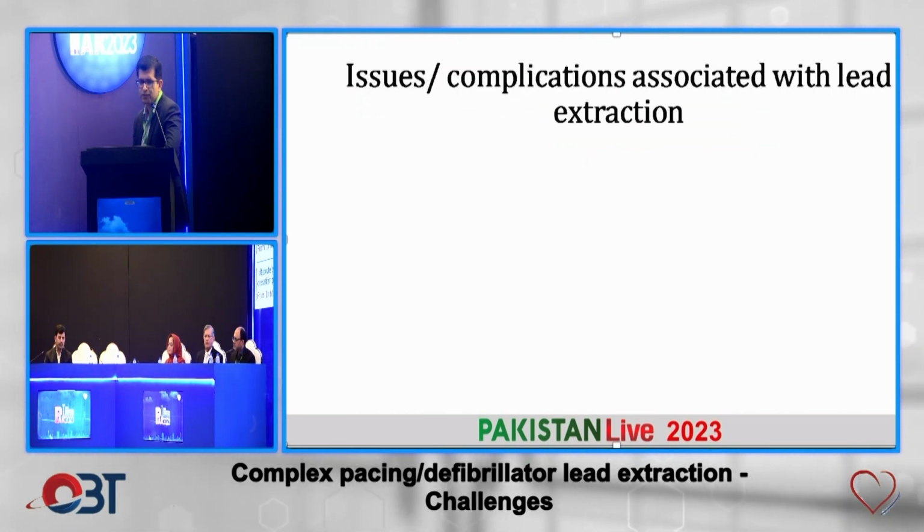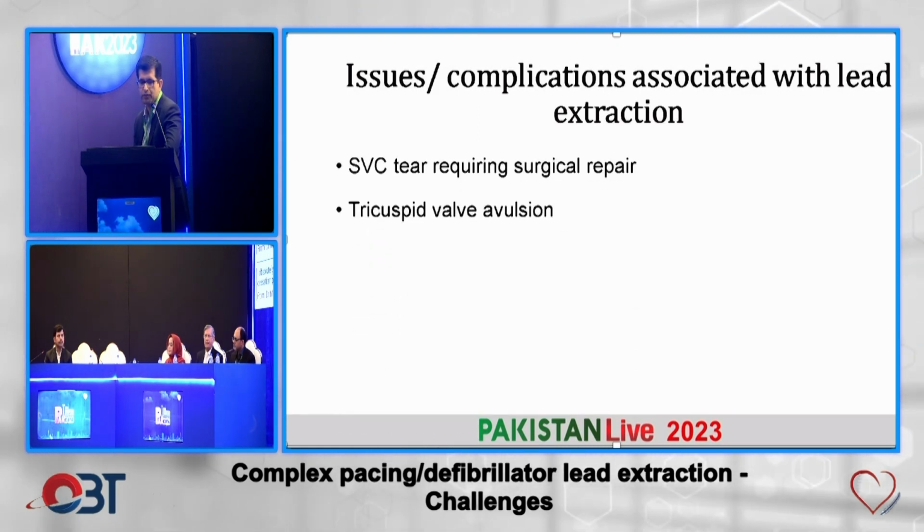So next, let's review some complications. The biggest or the dreaded complication, of course, is SVC tear, which most commonly occurs at the junction of SVC and right atrium. There is risk of tricuspid valve avulsion if the lead has adhesions at that level. And of course, there could be myocardial perforation. Now, in all of these situations, there is requirement of emergency surgery.